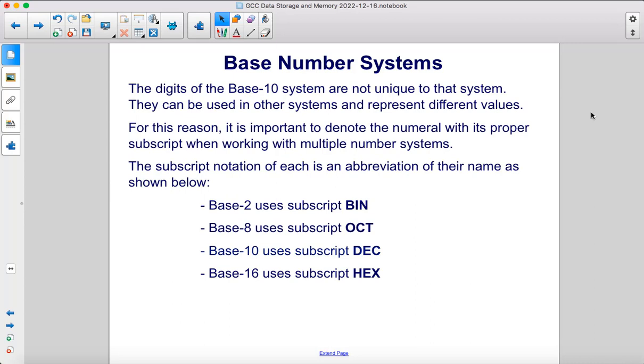The digits of the base 10 system are not unique to that system. They can be used in other systems and represent different values. For this reason, it is important to denote the numeral with its proper subscript when working with multiple number systems. The subscript notation of each is an abbreviation of their name, as shown below. Base 2 uses subscript BIN for binary. Base 8 uses subscript OCT for octal. Base 10, as we've said before, uses subscript DEC for decimal. Base 16 uses subscript HEX for hexadecimal.